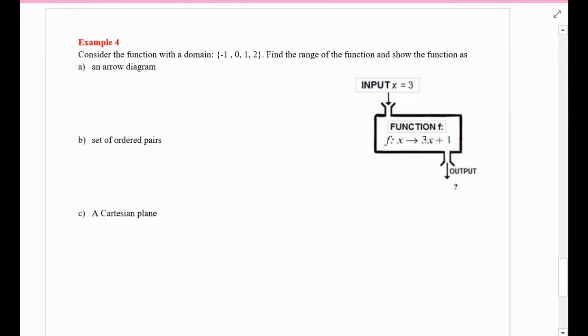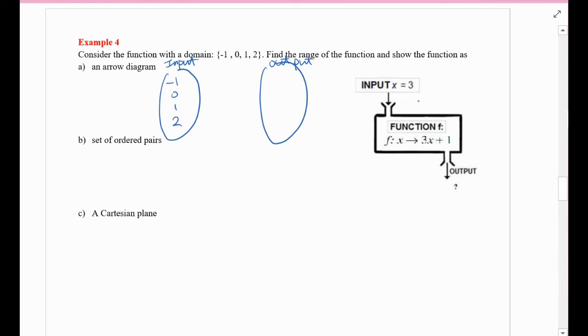Example 4. Consider the function with the domain -1, 0, 1, 2. Find the range of the function and show the function as an arrow diagram. Okay. So input, output, okay, -1, 0, 1, 2.